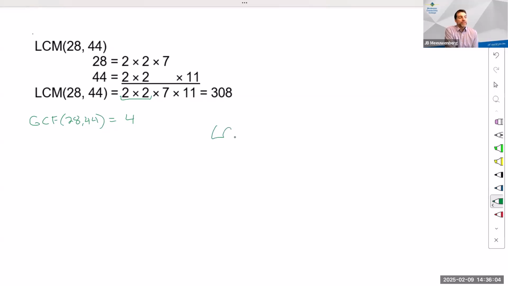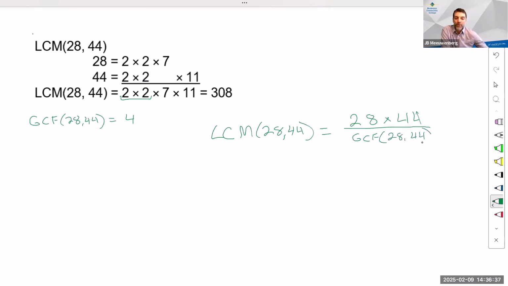If you are trying to find the least common multiple of any two numbers, we'll say 28 and 44, one way you can do it is take the two numbers, 28 times 44, and multiply them together, but then divide them by whatever the greatest common factor of them is. And what I want to do is show you why that works. And so before I do that, let's just figure out what that would be.